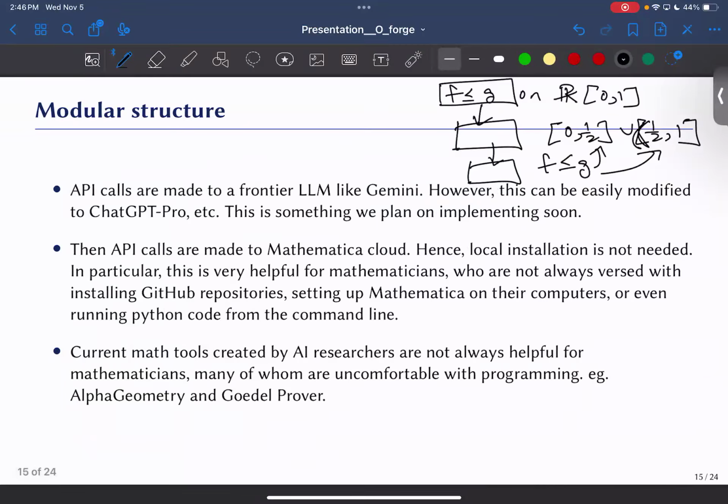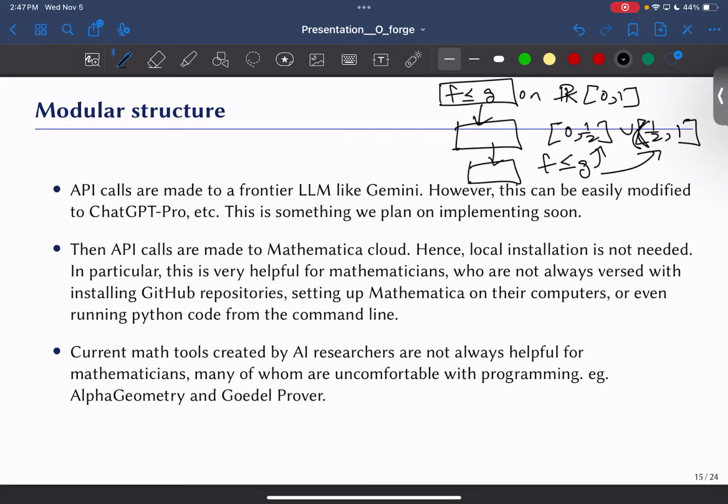Okay. So API calls are made to a frontier LLM like Gemini. However, this can be easily modified for, say, ChatGPT Pro or other powerful models that come out. So the structure is very modular in that if there's a better LLM that comes along, just put in your API key for the better LLM, and now you can get better results. So you're not constrained by the model that we trained. You can just keep on using the better tools that come.